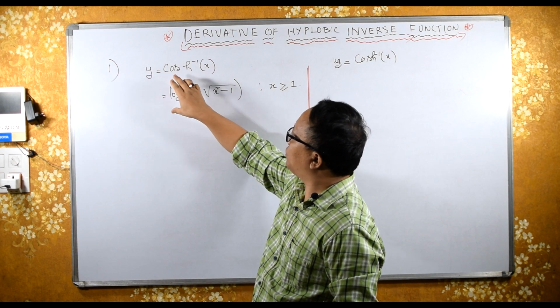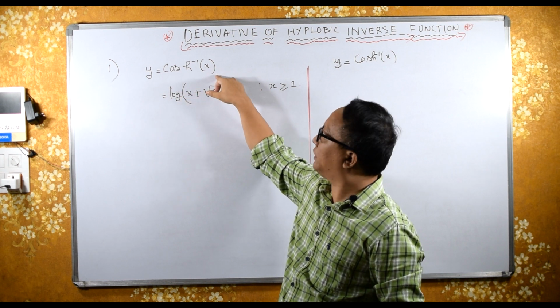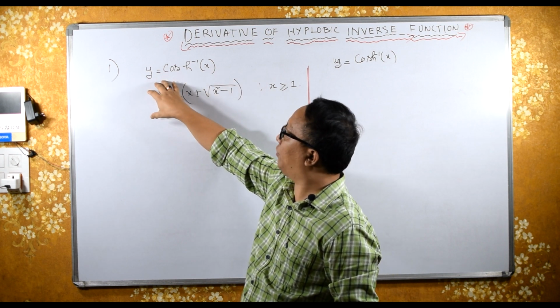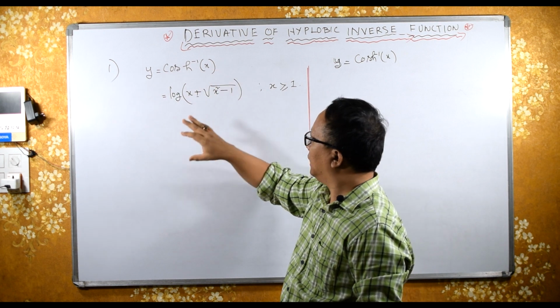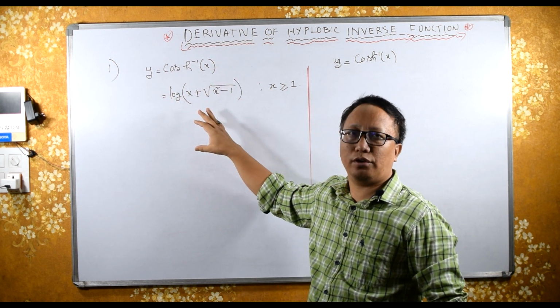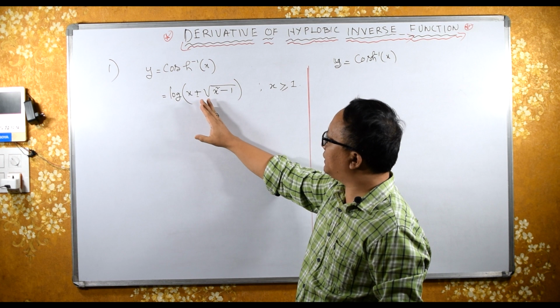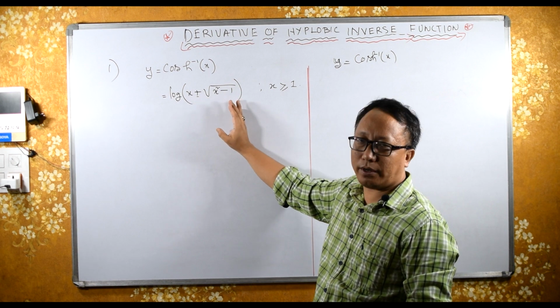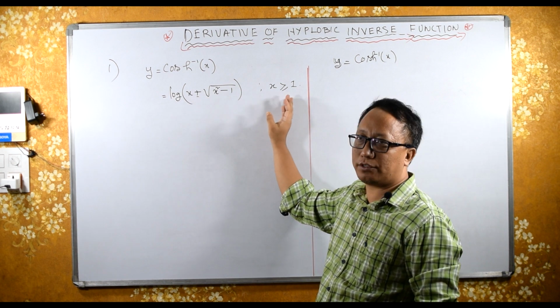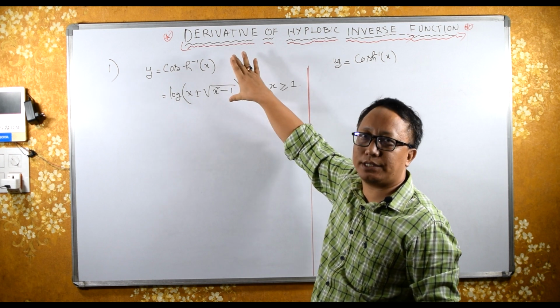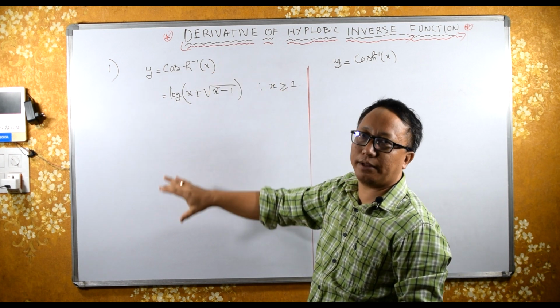Here we have y equals cosh inverse x. Now we need to find the derivative of cosh inverse x. Now cosh inverse x equals log of x plus square root of x square minus 1, with domain x greater than or equal to 1. For this proof, you can see one of my videos.